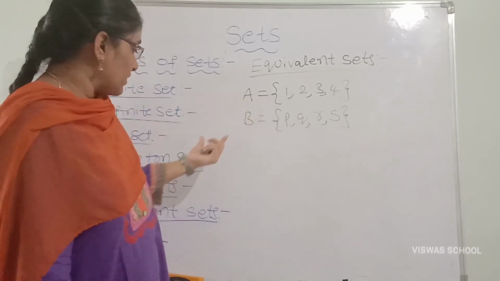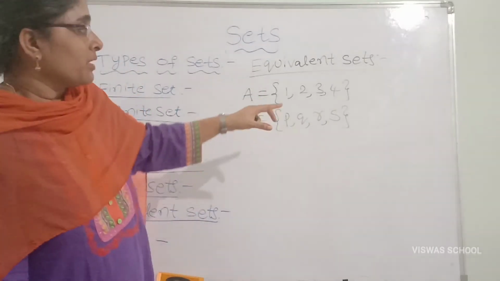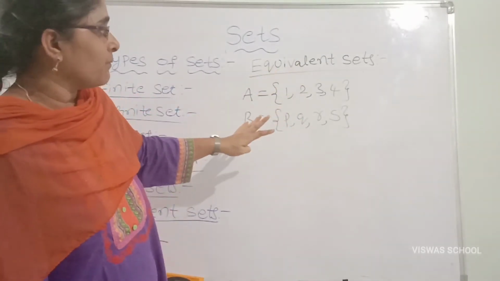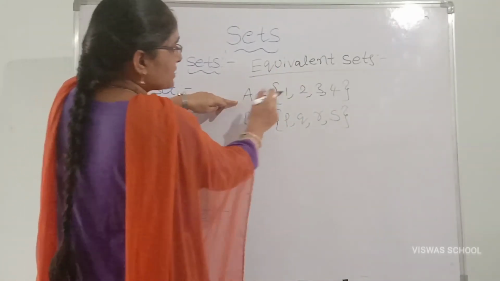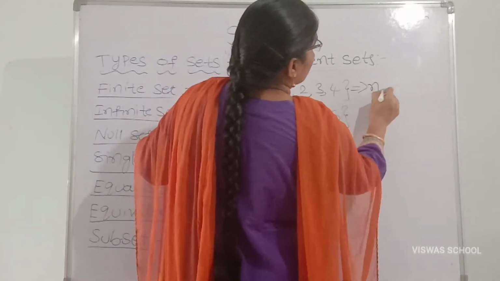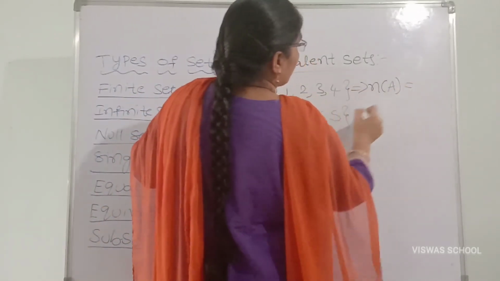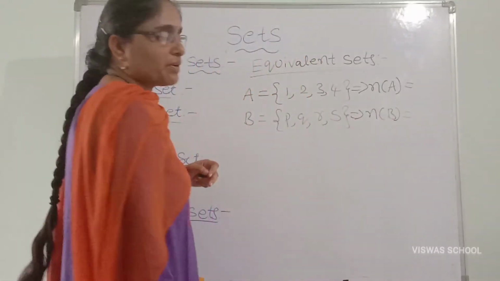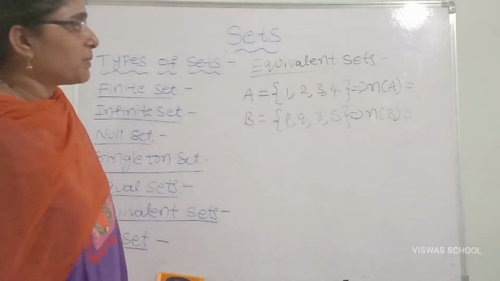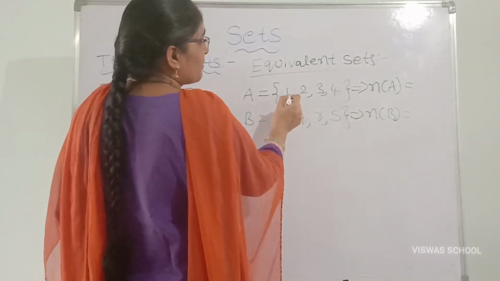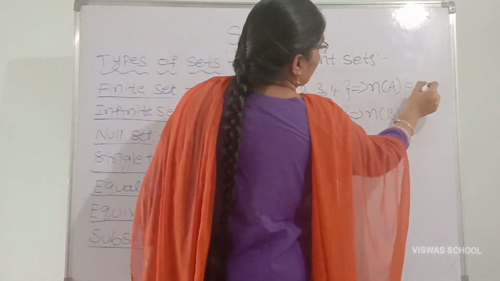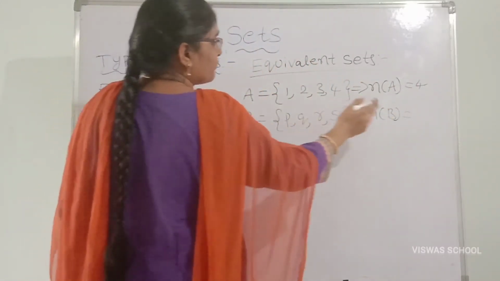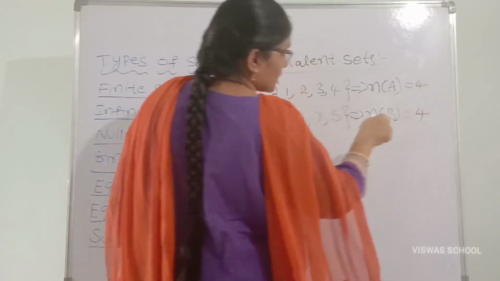In the previous case, in equal sets, if the elements are same, then we say that the sets are equal. Here, what do you observe? In set A, what is the cardinal number? N of A. And here it is N of B. Cardinal number of a set means the number of elements present in the set. The number of elements is 4. That is N of A equals 4. And here N of B equals also 4, that is 1, 2, 3 and 4.